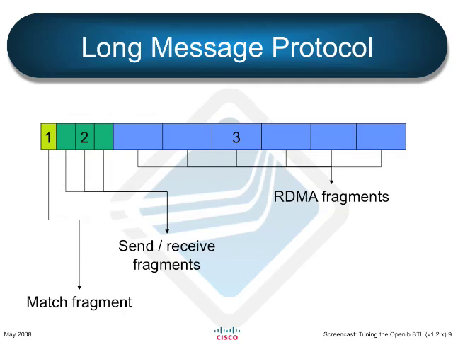Now, the long message protocol is a fairly complex protocol. We have 3 phases. The first one is where the match fragment is sent across. And once the receiver acknowledges that, yes, I have a matching MPI receive that matches the message you're trying to send me, then we allow phases 2 and 3 to go forward.